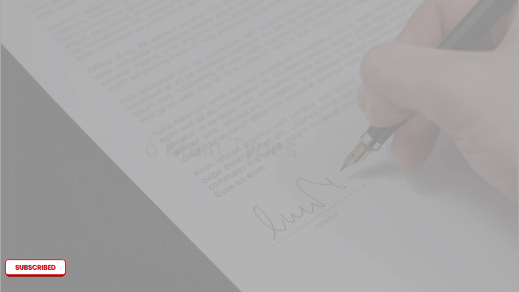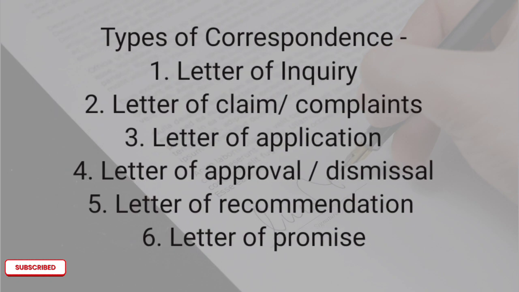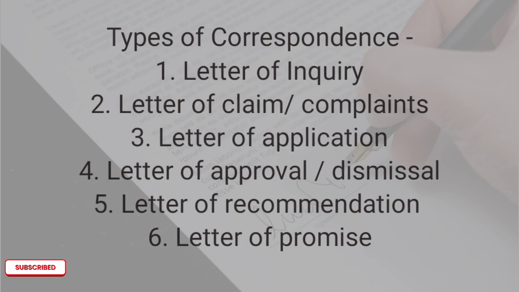So what are the main types of business correspondence? There are 6 main types. First, letter of inquiry. Second, letter of claim or complaints. Third, letter of application. Fourth, letter of approval or dismissal. Fifth, letter of recommendations. Sixth, letter of promise. These are the main types of business correspondence.